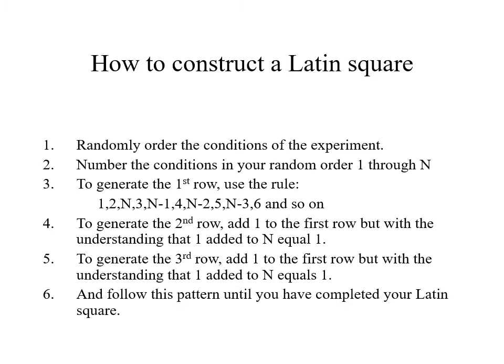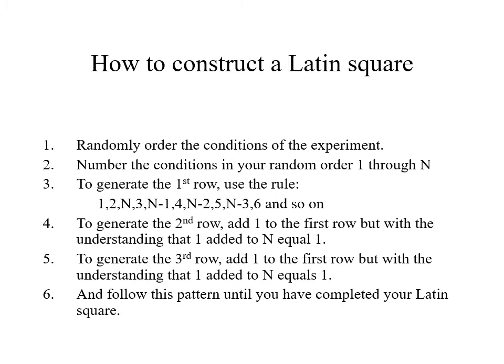This is actually something kind of fun if you like doing this kind of thing. So the first thing you need to do is randomly order the conditions of the experiment. Okay, and then the second thing you want to do is number the conditions in your random order 1 through n.